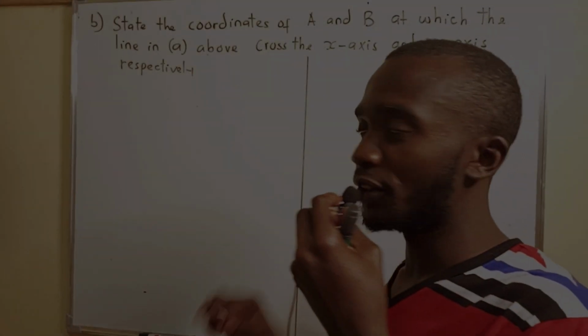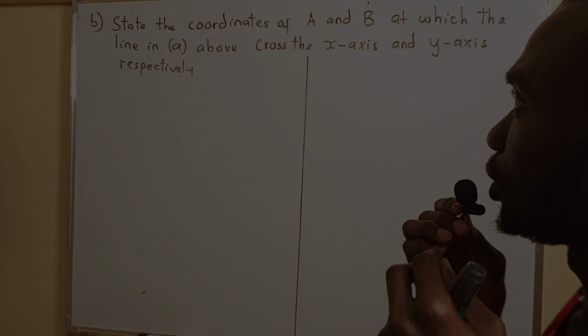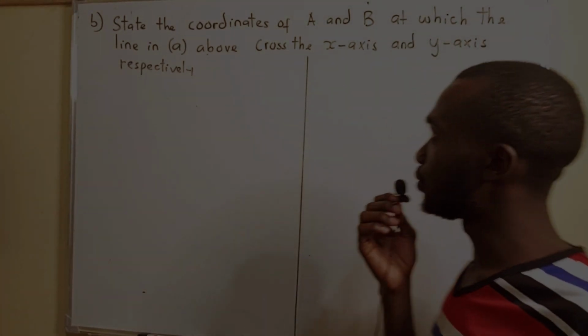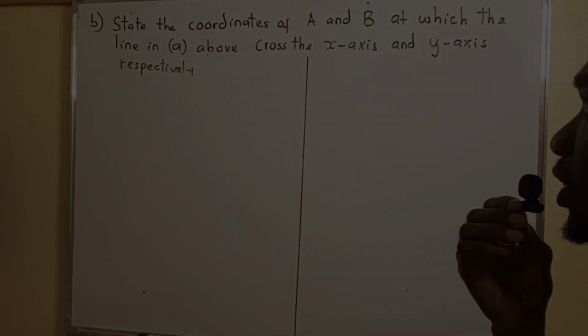So that is the equation of the line. Now part B of the question: state the coordinates of A and B at which the line in part A above crosses the x-axis and the y-axis respectively.